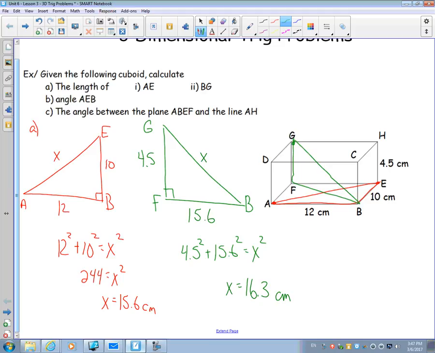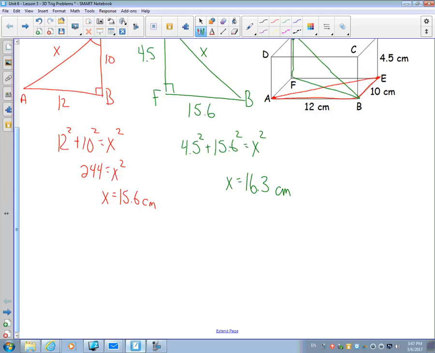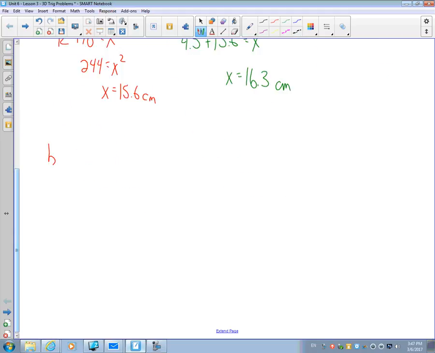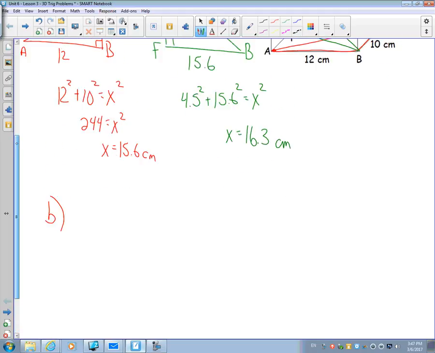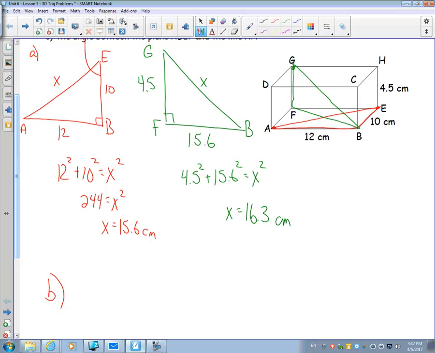Okay. Part B, we want to find the angle between A, E, and B. So that goes back to our first diagram. A, E, and B, it's always the middle letter that tells us which angle to find. So we want angle E. Now, the fact that this is right angled allows us to use SOHCAHTOA. And because we actually know all three sides of this triangle now, we could use sine, cos, or tan. I'm going to use tan. So the tan of E, the middle angle, would be my opposite, 12 over 10.